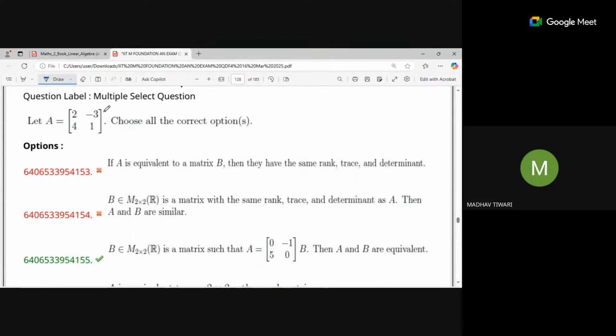A matrix is given here. So if A is equivalent to B, then they have same rank, trace, and determinant. It is for similarity, not for equivalency, right? Yes, sir. Because the determinant is not always findable in that case. But in this one, A is given as like this, so it is not considered always.